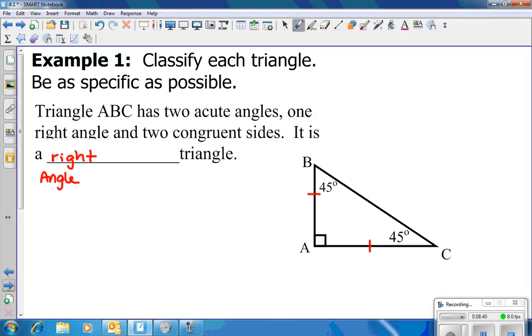What about its sides? What kind of sides does it have? Are any of the sides the same? You know, those little red marks are congruent marks, so that means it's the same. So which one has two? Isosceles. So it's a right isosceles triangle. On the test, I may be more specific. How would you name it by its angle? How would you name it by its sides? So you may write it as right triangle or isosceles triangle.